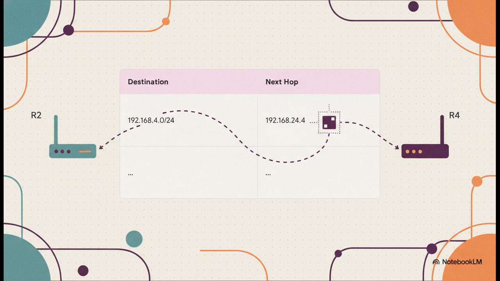Now, R2's routing table has its own unique set of directions from its point of view. It says, to get to the 192.168.4.0 network, the best next stop is 192.168.24.4, and this is the IP address for router R4. With those instructions, R2 knows exactly what to do next.